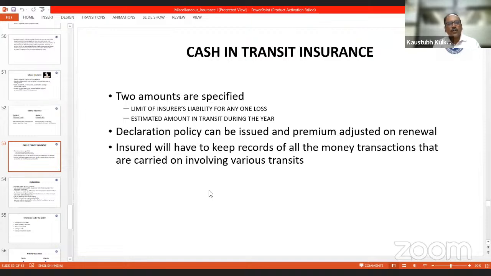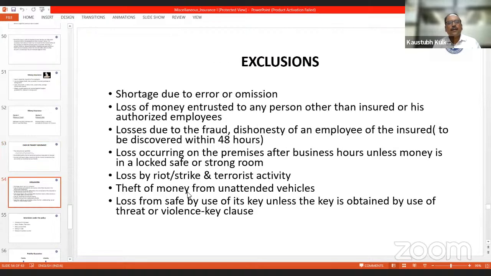So the limit of insurer's liability at any one loss and the estimated amount in transit during the year, which is the sum insured. The rating factor will be on the sum insured, that is the estimated amount in transit during the year. A declaration policy can be issued and the premium will be adjusted on renewal. The insured will have to keep records of all the money transactions that are carried on involving various transits.